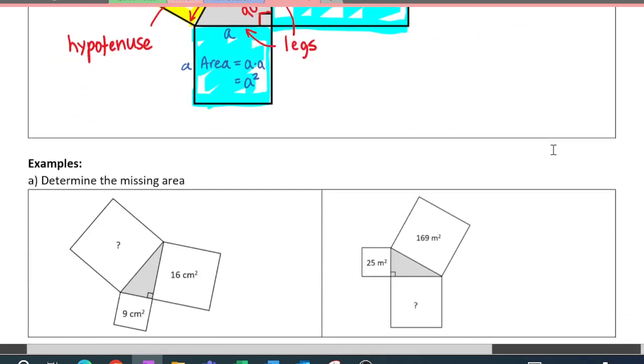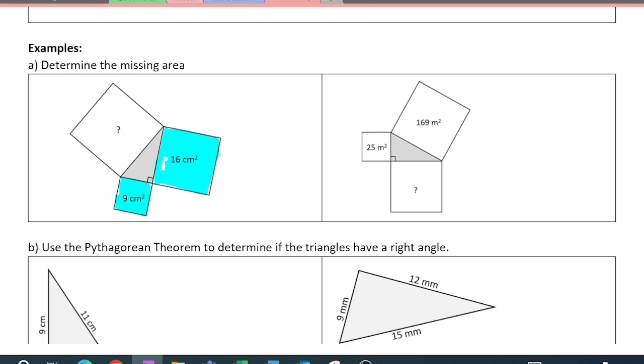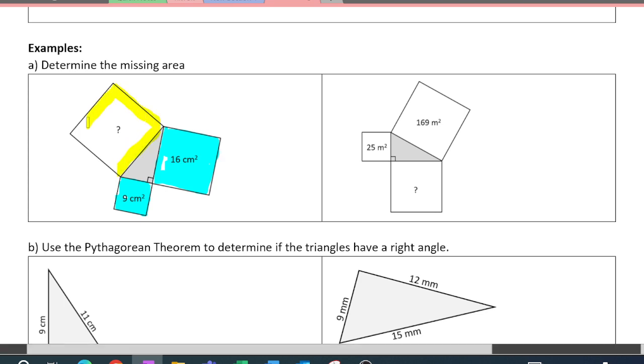Okay, let's have a go here with some examples. So here in these first two examples, it's just getting used to the rule. So I'm going to use the same color. So the two smaller squares are the ones that are next to our right angle. And then the largest square in yellow here is going to be the one that is across from the right angle, the hypotenuse. Okay, so we know that the area of the two blue squares adds up to the area of the yellow square.